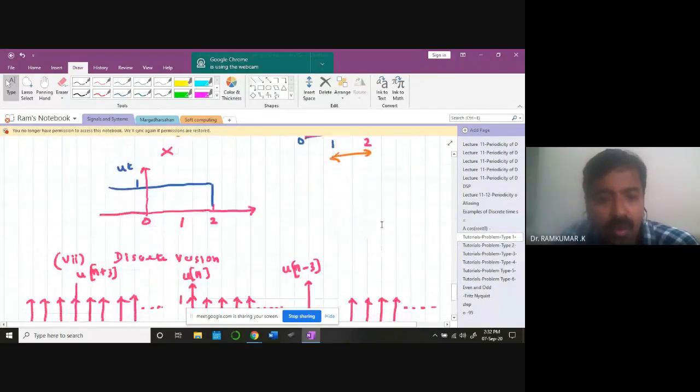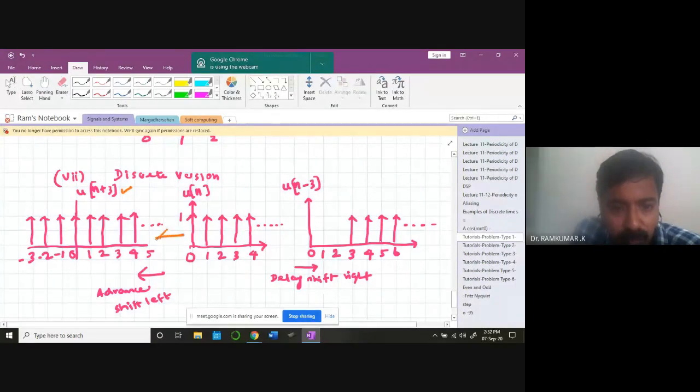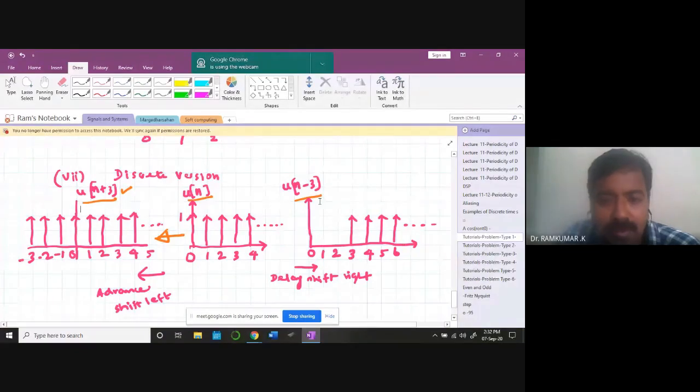Now the discrete versions are also more like that. Okay, u of n plus 3, for example. I'm talking about a signal u of n plus 3. It is an advance shift to the left, and the delay shifts to the right. So this is u of n, u of n minus 3, u of n plus 3. 3, 4, 5, 6, these are all the samples we would be getting. Can you see it clearly? This is the original u of n.